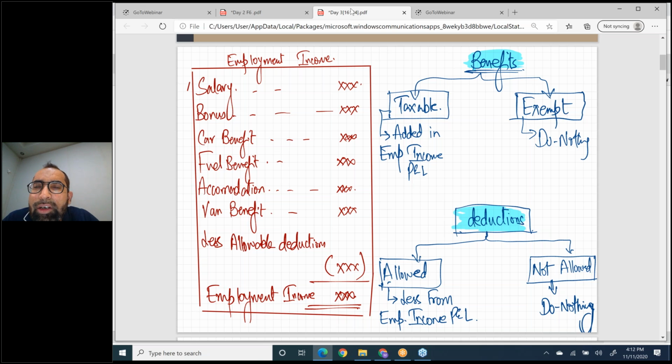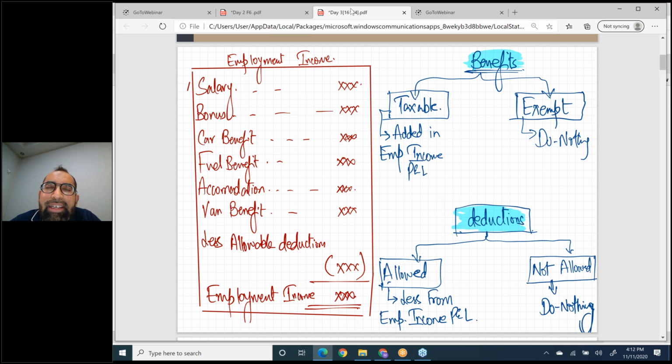The second type of benefits is called exempt benefits. Exempt benefit means the employee has received some benefit from the employer, but the tax department is saying it's exempt, we don't want any tax on it. And I hope you remember there is a big list of exempt benefits which you have to read. So there are two types of benefits: number one is taxable benefit and number two is exempt benefit.